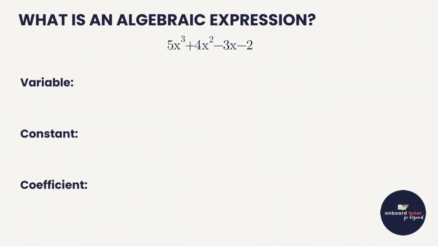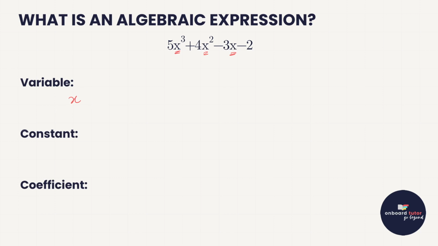Let's take a moment to recap what we should know about algebraic expressions. So over here we've got 5x cubed plus 4x squared minus 3x minus 2. And I've written down 3 very important terms here. We've got a variable, a constant, and a coefficient. A variable is something that can change by definition. In this case, we've got an x in this expression, and that x could represent any number. When we get onto other sections of maths, we actually start to substitute values in for x. So that's known as our variable.